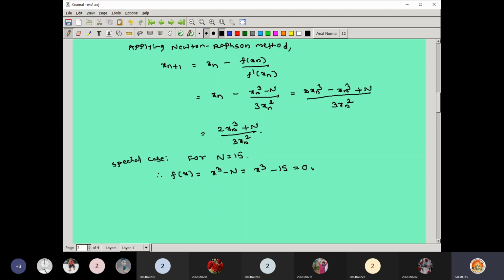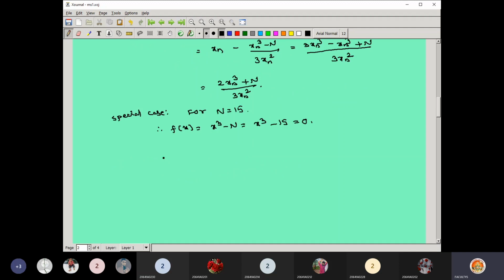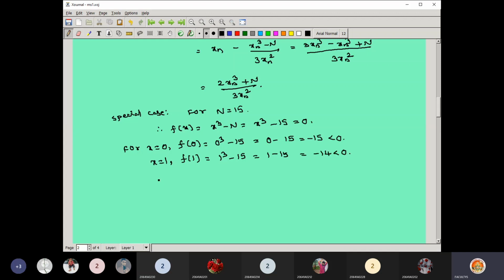Now can you find out the real numbers a and b? In order to get a and b, I am supposing x equal to 0, so you are getting f of 0, which is nothing but 0 cube minus 15, which is minus 15, that is less than 0. Similarly, for x equal to 1, f of 1 is 1 cube minus 15, that is 1 minus 15, minus 14, which is also less than 0.